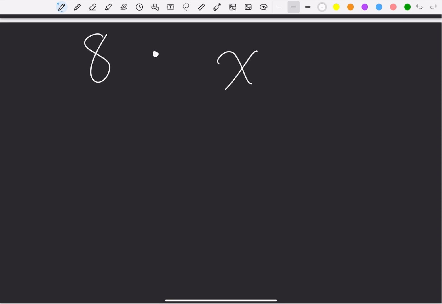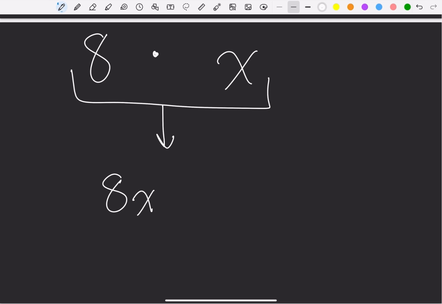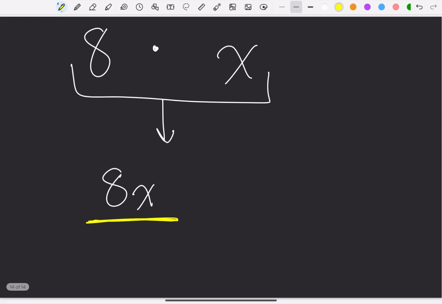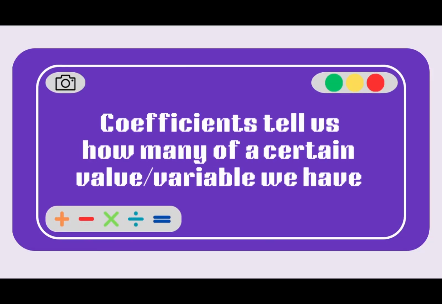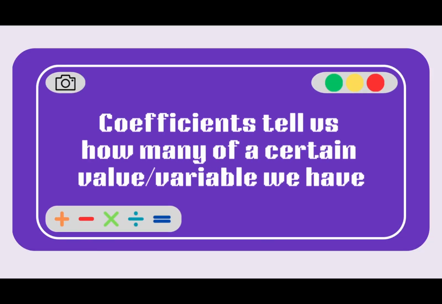Okay, but we can rewrite this as one thing, and this becomes 8x. So what we have here now is a variable with its coefficient. This 8 right here is our coefficient. So what exactly does the coefficient tell us? It tells us how many of a certain value we have. Let's do this for example.